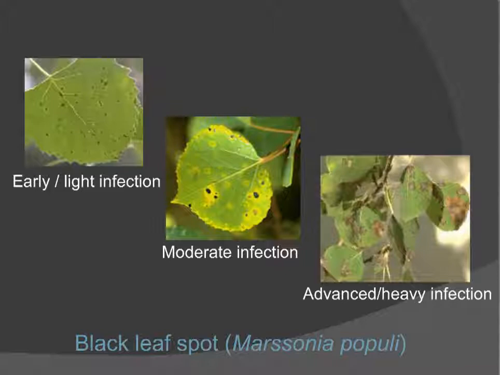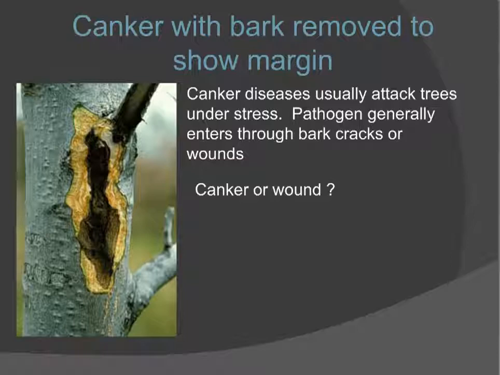Really, there are some things that you can do about these. You can do a preventative treatment in the spring just at bud break. And then if it's still rainy, you might have to do it again in 7 days. And then, of course, remove all of the fallen leaves from the year before to prevent that pathogen from being quite so much availability. Cankers, if you can remove the bark around a canker, it'll show you the margin of the dead tissue.